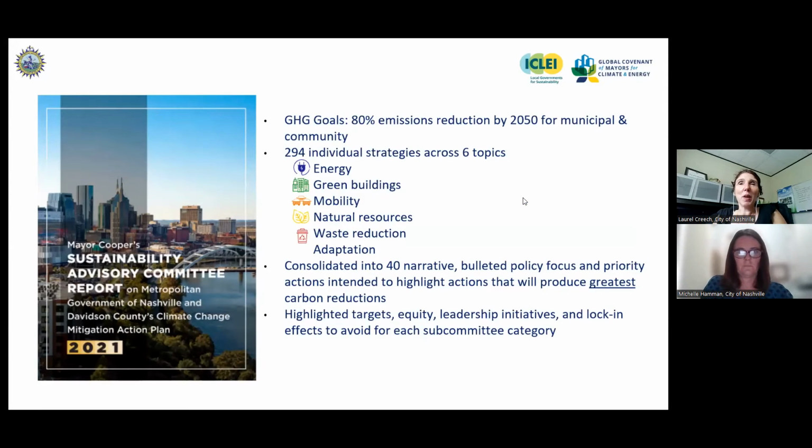Back in 2020, the current mayor of Nashville, Tennessee, appointed a sustainability advisory committee of about 50 members representing really diverse leadership, elected officials, and citizens in our community. And they did develop a climate action report outlining many different strategies, over 300, which we have since stratified down to 40.